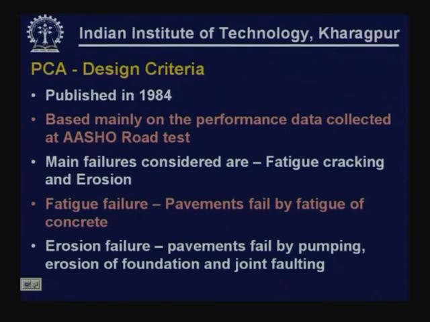The first set of guidelines as per PCA were published in 1984. The performance criteria, design criteria and the design methodology that were published in 1984 were based mainly on the performance data collected at the AASHTO road test. In fact, as I indicated, the AASHTO road test had various types of pavements, flexible pavements and different types of concrete pavements. So the performance of different types of concrete pavements was observed during the AASHTO road test.